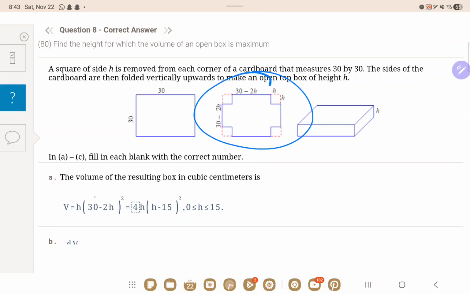Here, you only need to know that they took out, look, how did 2h go to being h minus 15? How did 30 go to being 15? They divided it by 2. But when you divide it by 2, you have to make sure you account for the squared. So when you divide it by 2 and you need to take the 2 out, you have to square it before taking it out, so it becomes 4h. That's the only trick in this question.